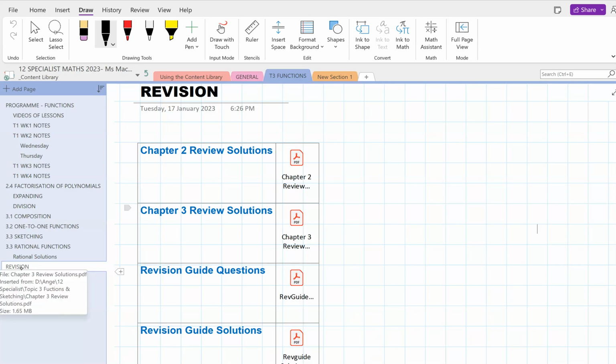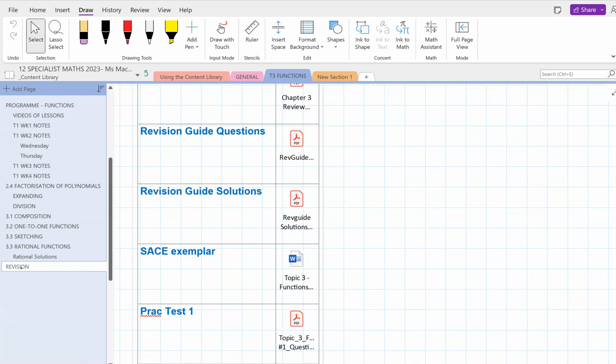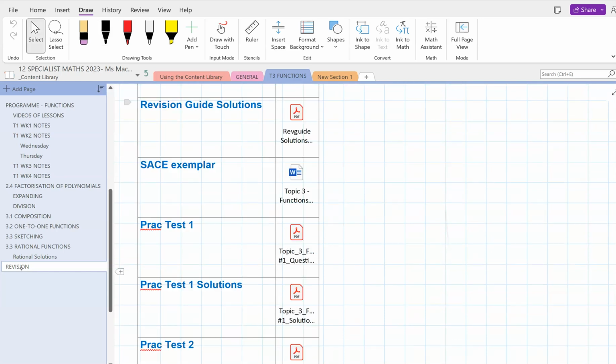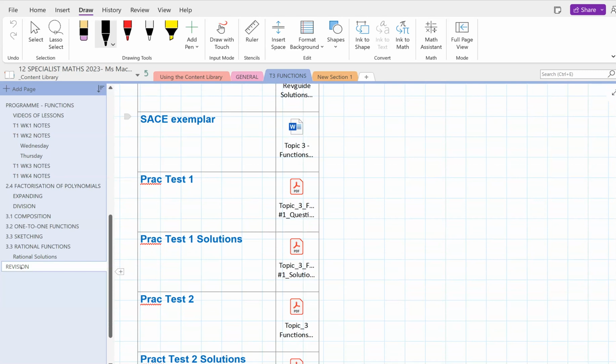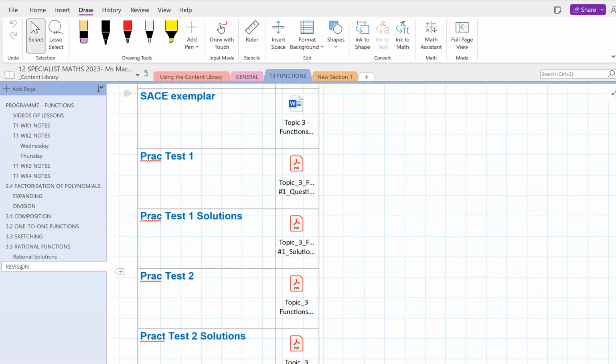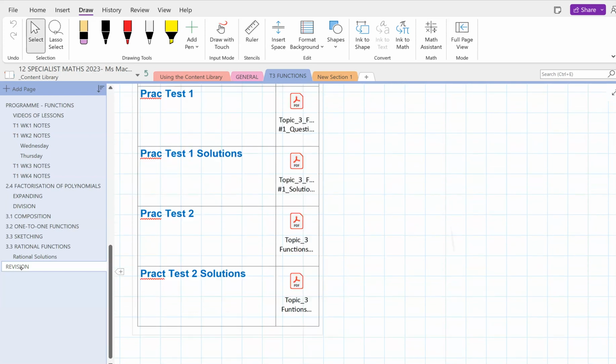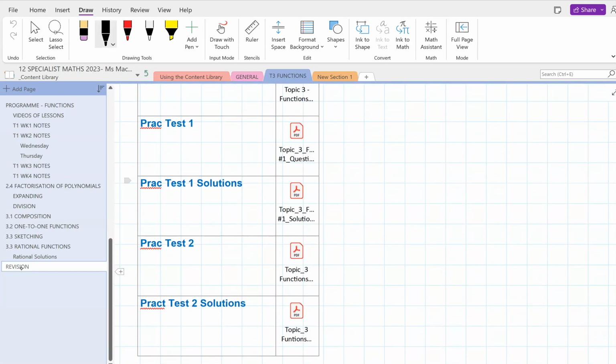You've also got the chapter 3 solutions. Okay, I've shown you on my little thing, there's a revision guide. There's not an awful lot of questions for functions in the revision guide. So it's very sparse, but there's a couple of sketching ones that I do like. So you've got them. You've got a SACE exemplar that they put up on their site. Theirs is a non-calculator component. Ours is not non-calculator, so have a look. And then we've got 2 practice tests up there that you can have a look at. Of course, you're not going to get to those until you're fully ready.